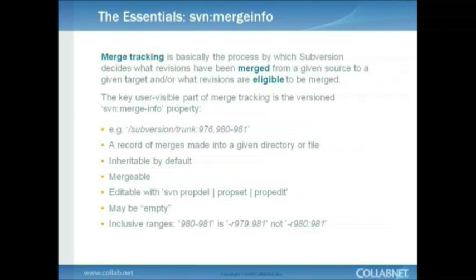Now, like any versioned property, mergeinfo can be edited by the Subversion propdel, propset, or propedit subcommands, though we generally discourage doing this unless you're absolutely sure of what you're doing. A few other notes about mergeinfo. It can also have an empty string value. We call this, cleverly enough, empty mergeinfo. It isn't very common. It is typically present so a path doesn't inherit mergeinfo from its nearest parent. Again, we'll get into that and talk about inheritance in a moment.